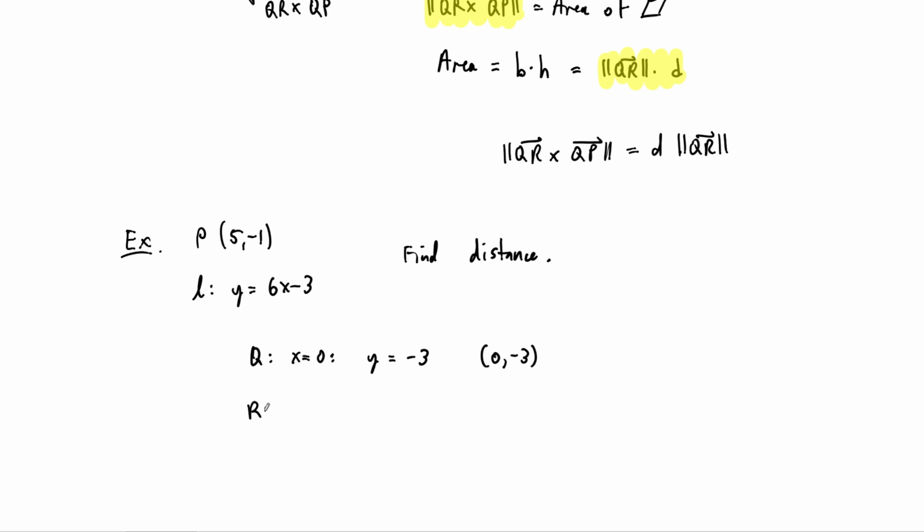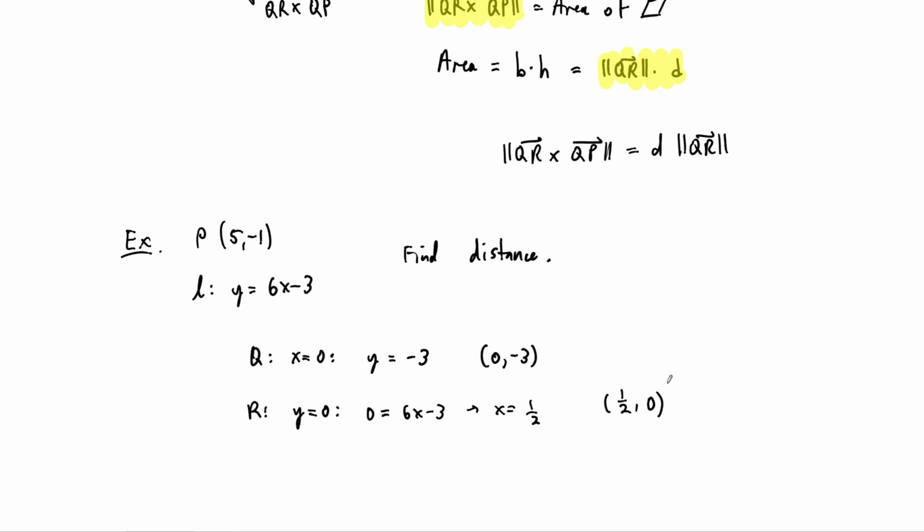And then our point R, let's just do the opposite, right? So if y is equal to 0, then what happens? Then we get 0 equals 6x minus 3. So what's x have to be? So x has to be a half, right? And so this point is 1/2, 0.